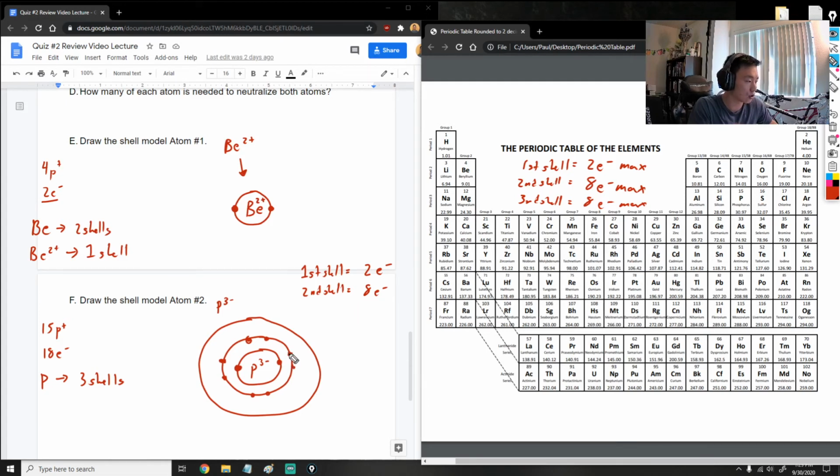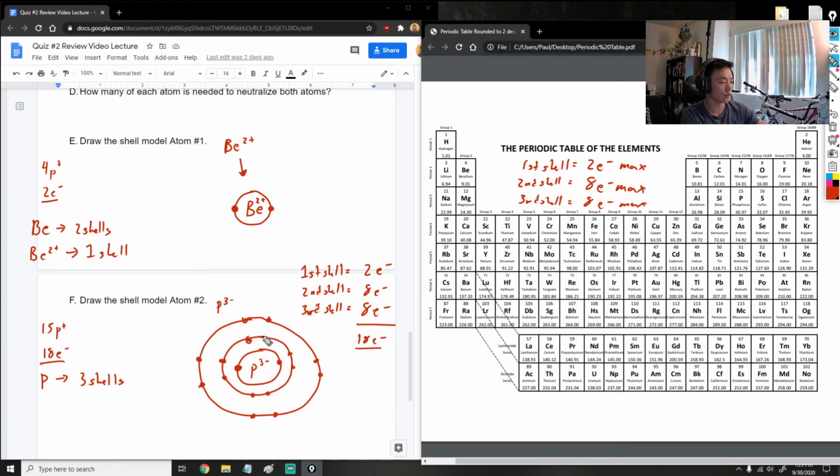And so for the third shell, we have to draw 1, 2, 3, 4, 5, 6, 7, 8. Okay, so the third shell, we drew 8 electrons. And just to add it all up to make sure we used up all our electrons, we have 2 plus 8, 10. 10 plus 8 is 18, and this number is the same as this number, so we're good to go. We drew all our electrons.